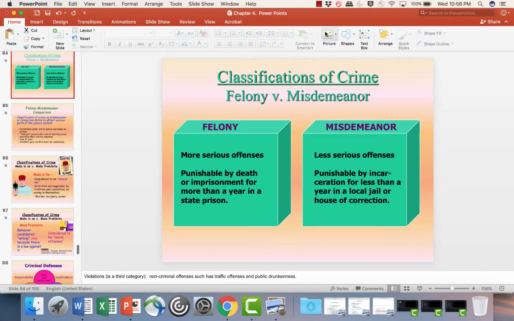And so this is just the difference between a felony and misdemeanor. This is also talked about in Chapter 1, but just know that your felony offenses are more serious. They're punishable by death or imprisonment of more than a year in prison. And then your misdemeanor is less serious than your felony, punishable by incarceration for less than a year, or sometimes up to 2 years in a jail. And then beyond the misdemeanor, lower than that are going to be your citations and things like that.